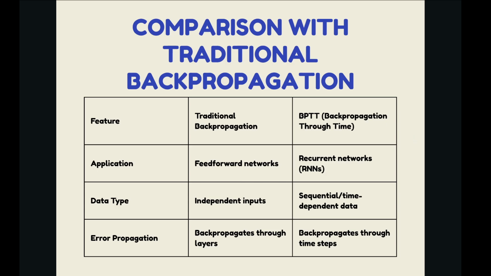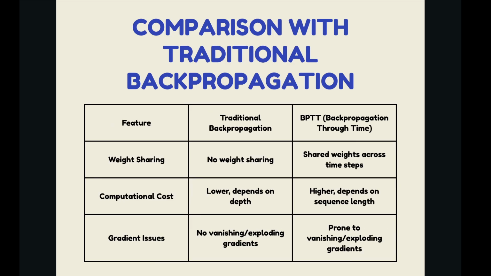Now let's compare BPTT with traditional backpropagation. While standard backpropagation updates weights layer by layer in a feed-forward network, BPTT updates weights by considering dependencies across time. Unlike traditional backpropagation, BPTT requires weight sharing across time steps and has higher computational costs due to longer sequence length. However, it remains essential for training recurrent networks as it allows them to learn from past information.